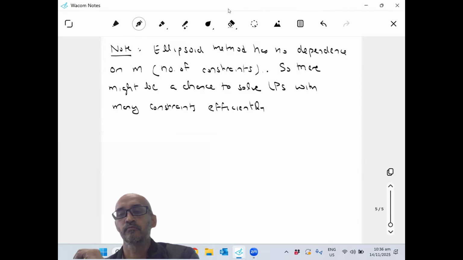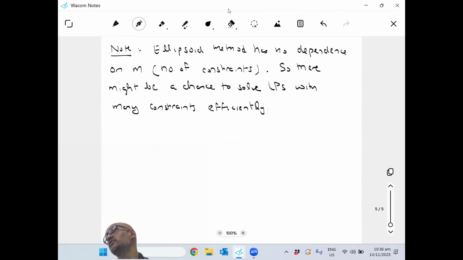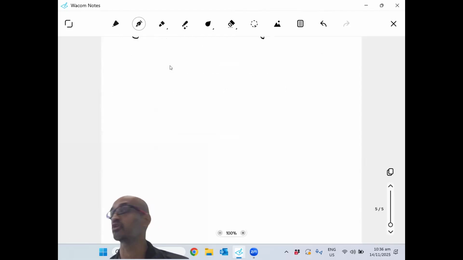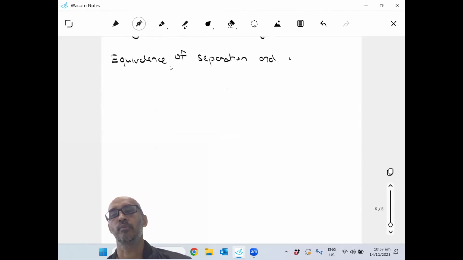So this is a very important result. It has a lot of implications. This is what is called the equivalence of separation and optimization. It's a very important theoretical and also useful practical result. So let me tell you what this is. Here's the key: equivalence of separation and optimization.